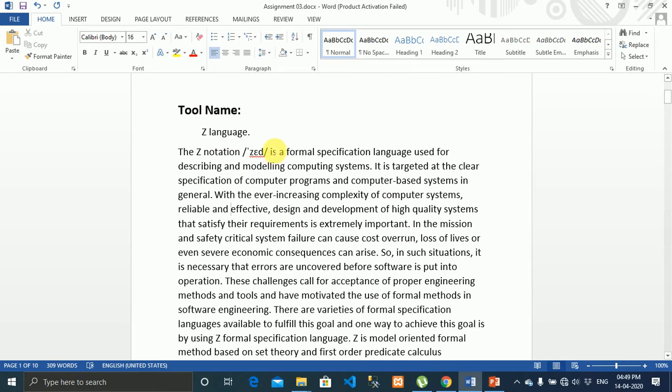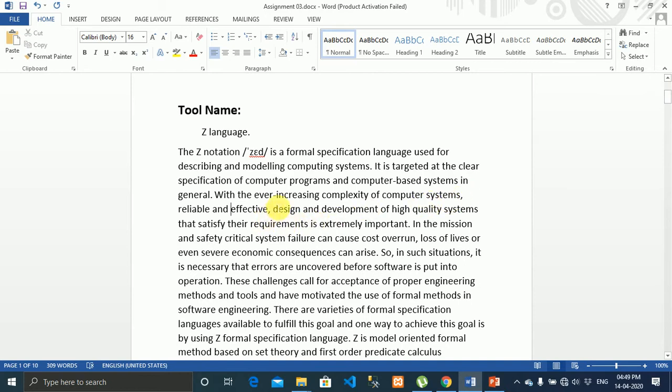The Z notation is a formal specification language used for describing and modeling computing systems. It is targeted at the clear specification of computer programming and computer-based systems.